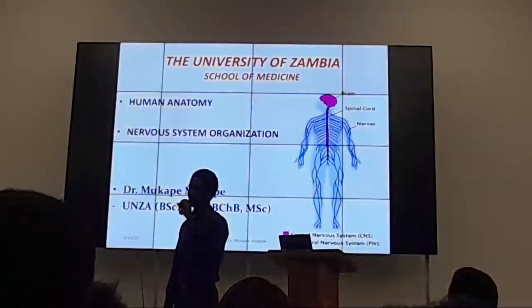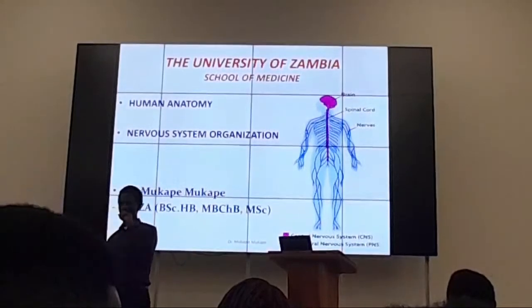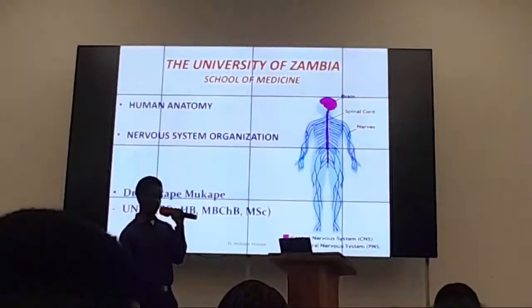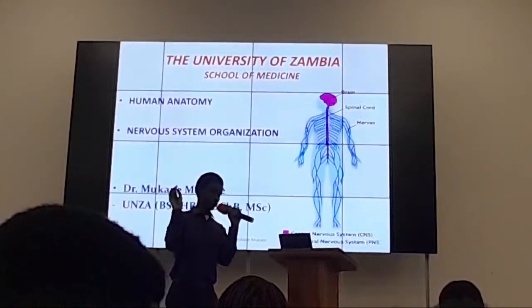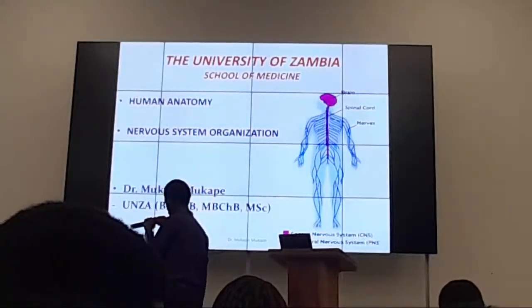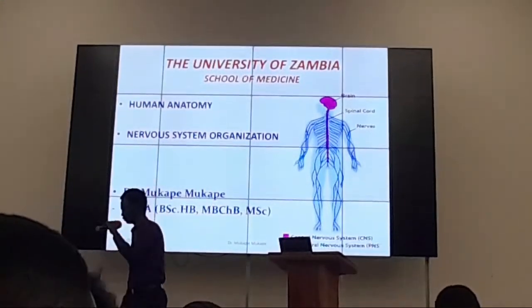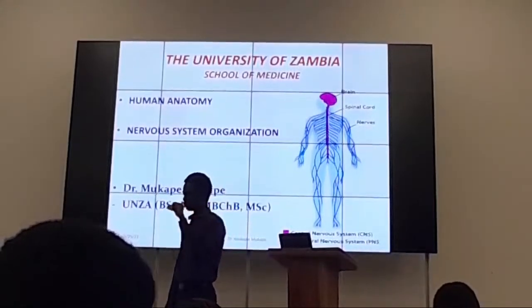12 paired cranial nerves. Strictly speaking, that means 24, but of course, they are paired. So 12 paired cranial nerves. We'll come to that discussion.